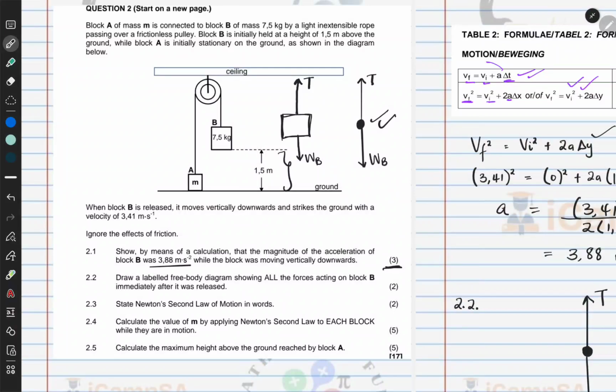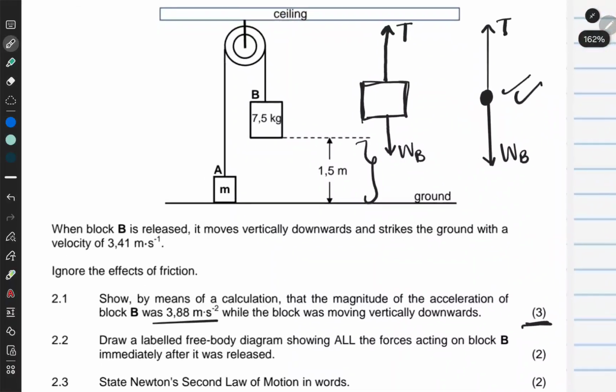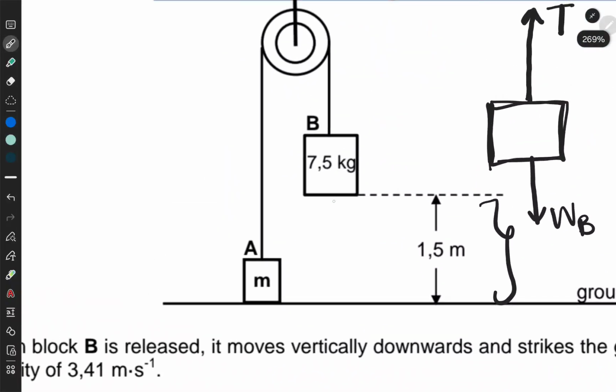So now we want to find the maximum height above the ground reached by block A. If you think about this one, you might be tempted to say, isn't it common sense that when block B moves this distance until it hits the ground, block A, since it was on the ground at 0, will ultimately reach the same distance and start hanging 1.5 meters? Well, that's very true.